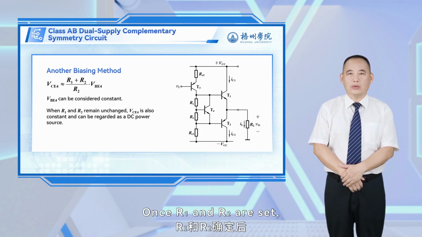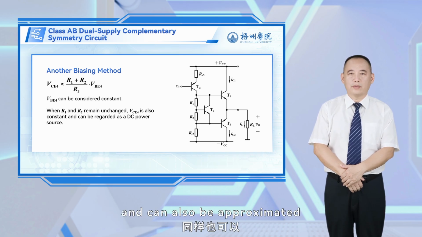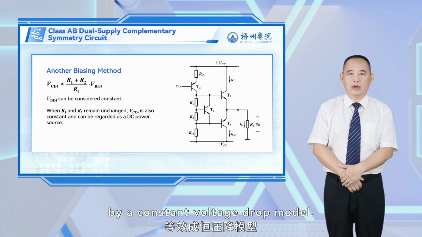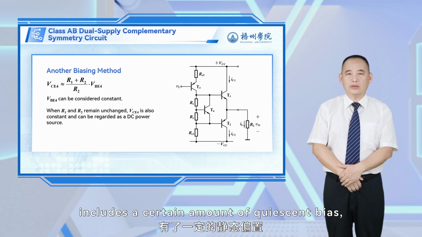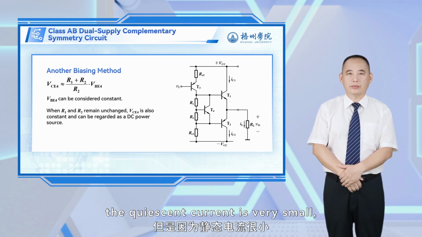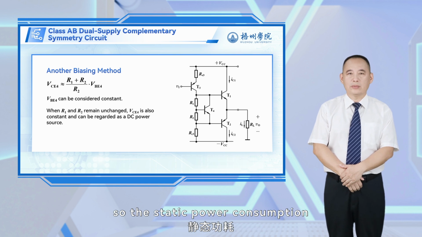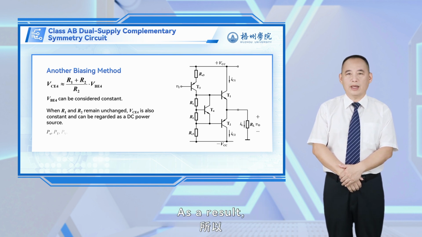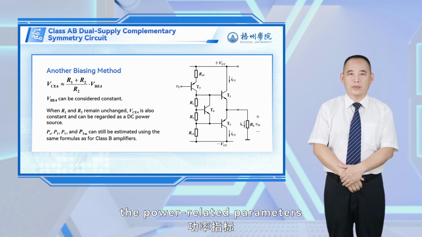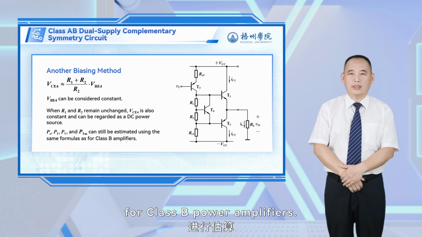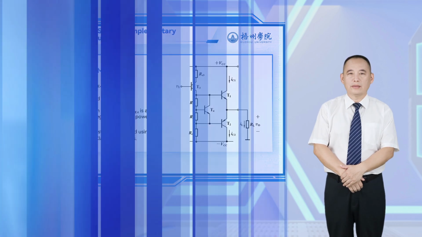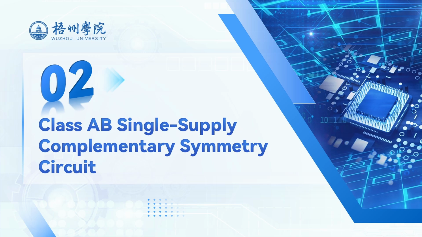Once R1 and R2 are set, VCE4 becomes fixed, and can also be approximated by a constant voltage drop model. Although this Class AB power amplifier circuit includes a certain amount of quiescent bias, the quiescent current is very small, so the static power consumption can be considered negligible. As a result, the power-related parameters can still be estimated using the calculation formulas for Class B power amplifiers.